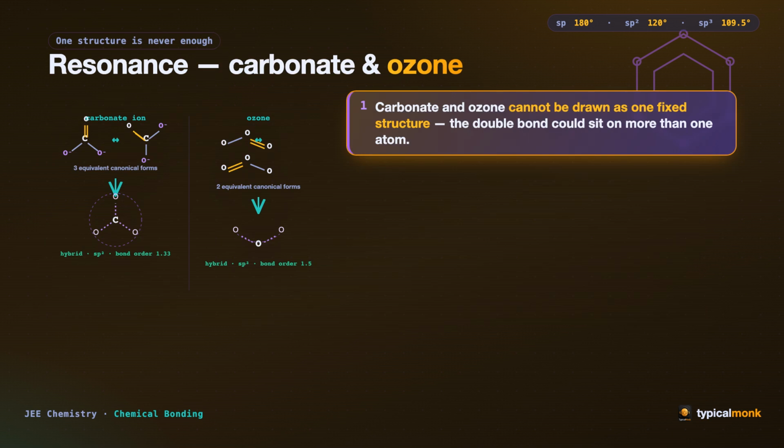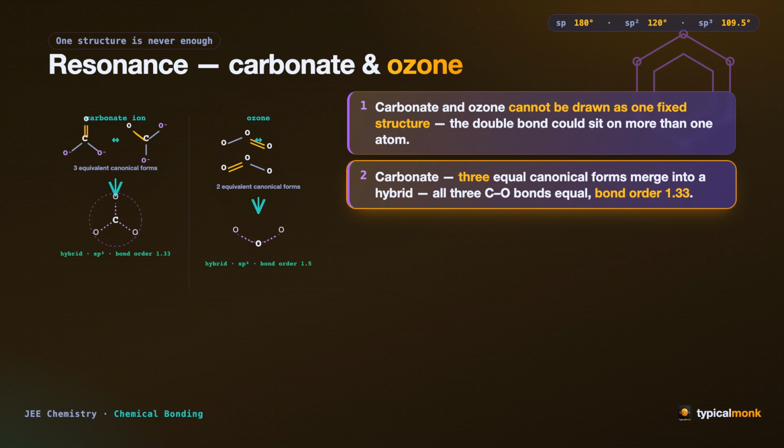Sometimes, one single structure simply cannot describe a molecule honestly. Carbonate and ozone are the two classic examples, and JEE expects you to know both. Neither ion can be drawn as one fixed structure. In carbonate, the double bond could sit on any one of 3 oxygens. In ozone, it could sit on either side. There is no reason to prefer one arrangement over another.